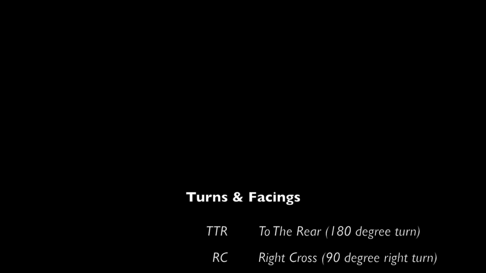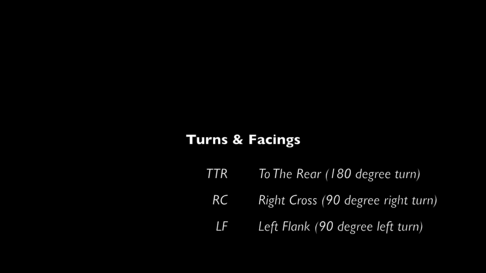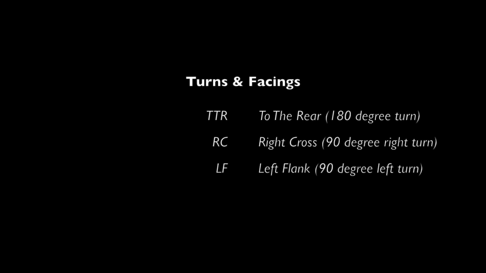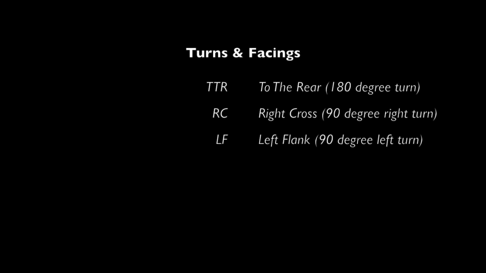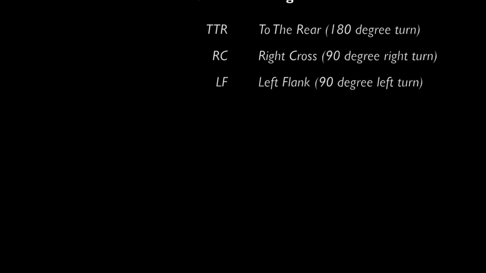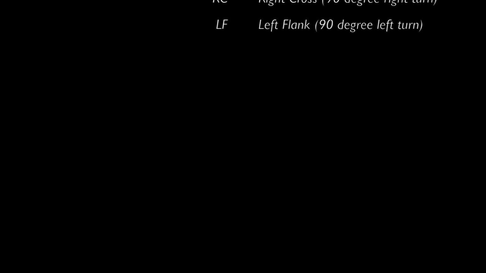Some of the last things you need to know to do TMB drill is about turns and facings. Turns and facings are 1 count direction changes that can be completed at the end of a move. For example, a to the rear is a 1 count turnaround. A right cross is a 1 count right hand turn, and a left flank is a 1 count left turn. Let's see our demo squad complete some of these maneuvers.